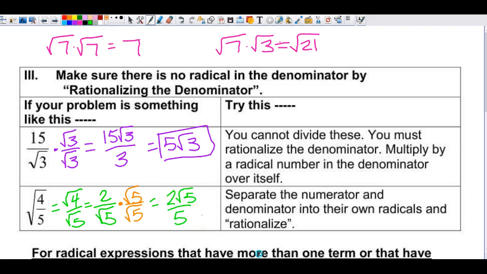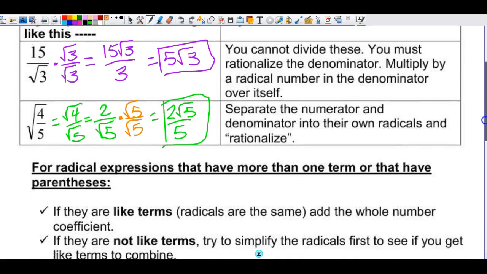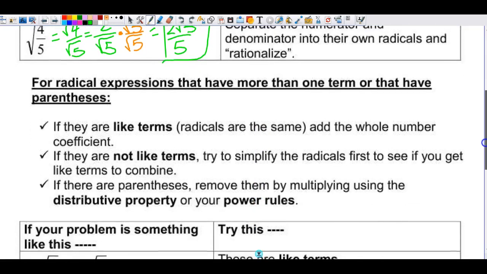Now think about it. Do you think I can reduce that fraction any? Can I mark these 5s out? No, I absolutely cannot. 2 and 5 do not reduce. You absolutely positively do not put a decimal. I can't reduce this. This is it. It's ugly, but I'm done, and that is a kind of answer that you're going to need to get used to getting. Okay? So you've got to rationalize the denominator.